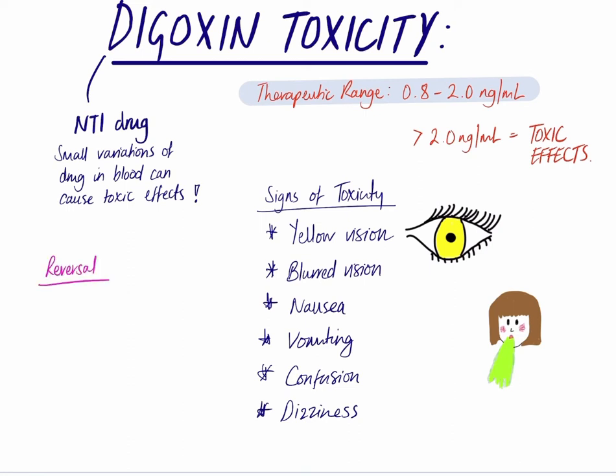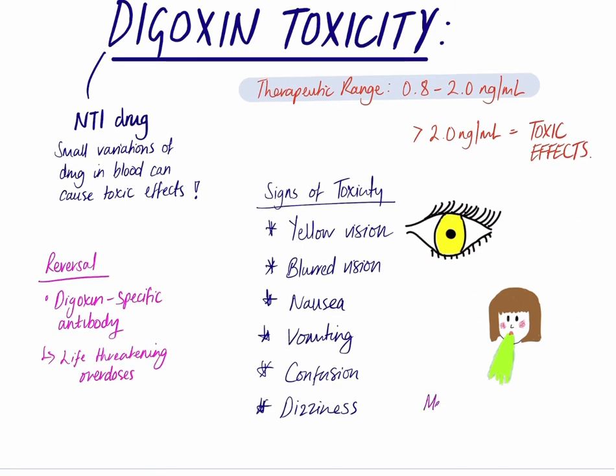How can digoxin toxicity be reversed? You can use something called digoxin-specific antibody, also known as Digibind, and Digibind binds to digoxin and inactivates it. This is only used in life-threatening overdoses. The digoxin concentration in the body should only be measured 6 hours after the digoxin dose has been taken. This is because digoxin has a long distribution phase.